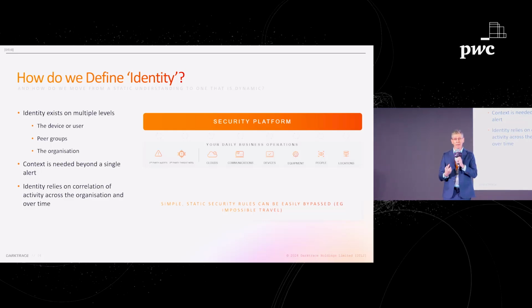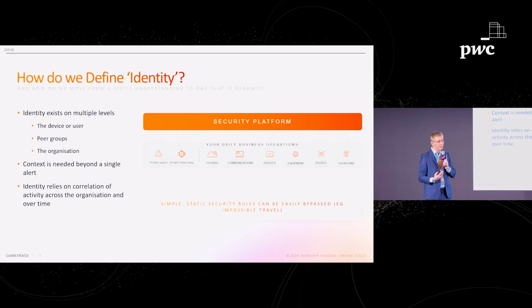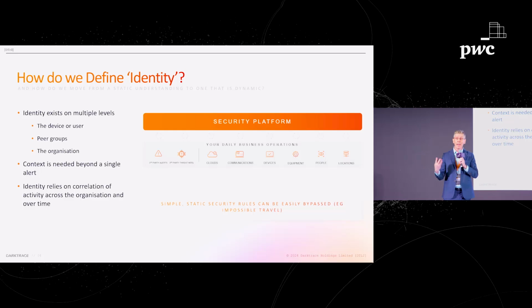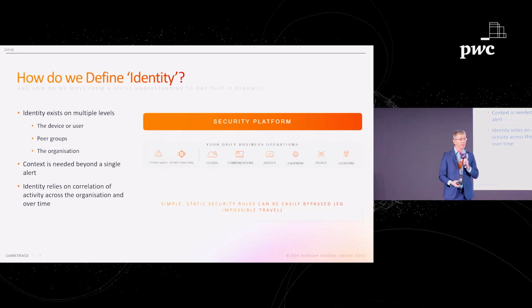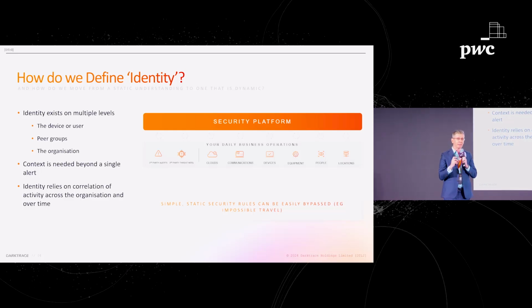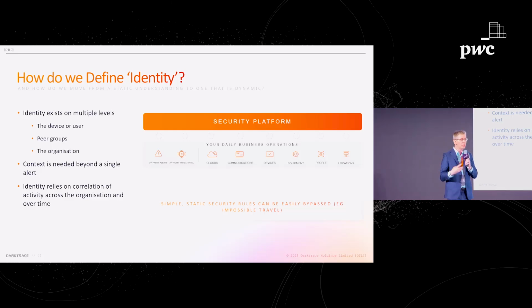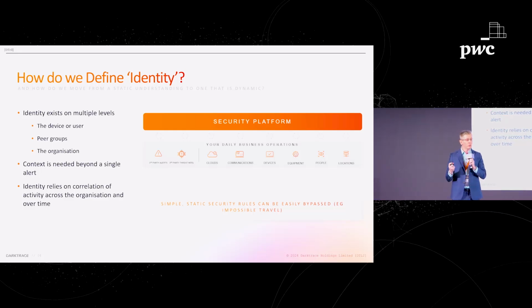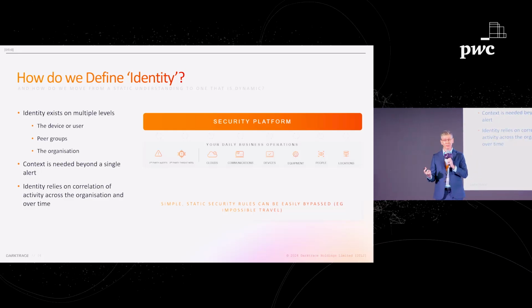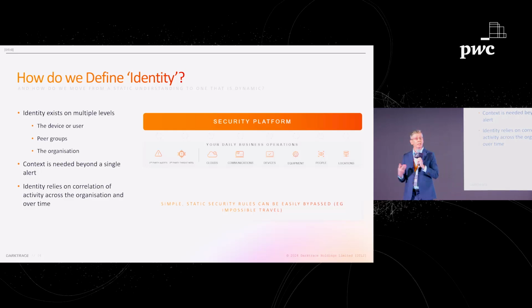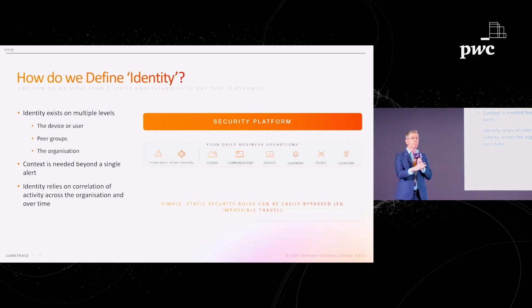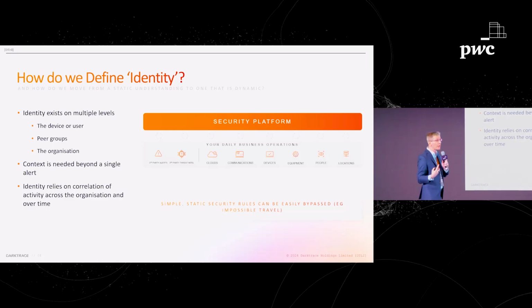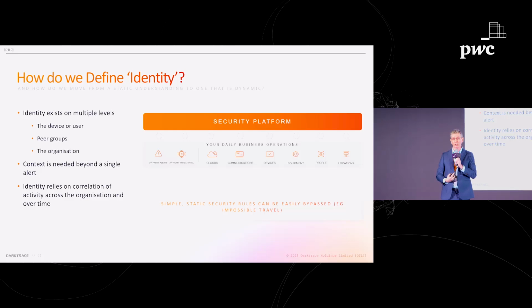Now this becomes really, really powerful because what does it let us do? It lets us understand what something is and what they should be doing. So, understand the different levels of identity. We can look at an individual, user, device. We can also look at what we call peer groups. So for example, I work in the HR department. What do other people in the HR department do? I have a database server. What do other database servers in that organization do?